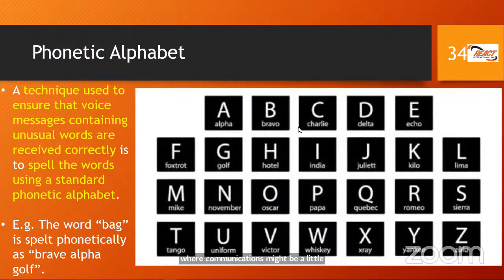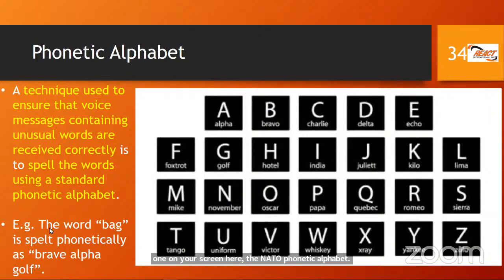And in an emergency, it's so important to get that message correctly. And when you spell those words out using the phonetics, it can improve the quality of the message and the accuracy of the message because you've spelled that word out. So a technique used, and this is an exam question, technique used to ensure that voice messages containing unusual words are received correctly is to spell the words using a standard phonetic alphabet, such as this one on your screen here, the NATO phonetic alphabet.